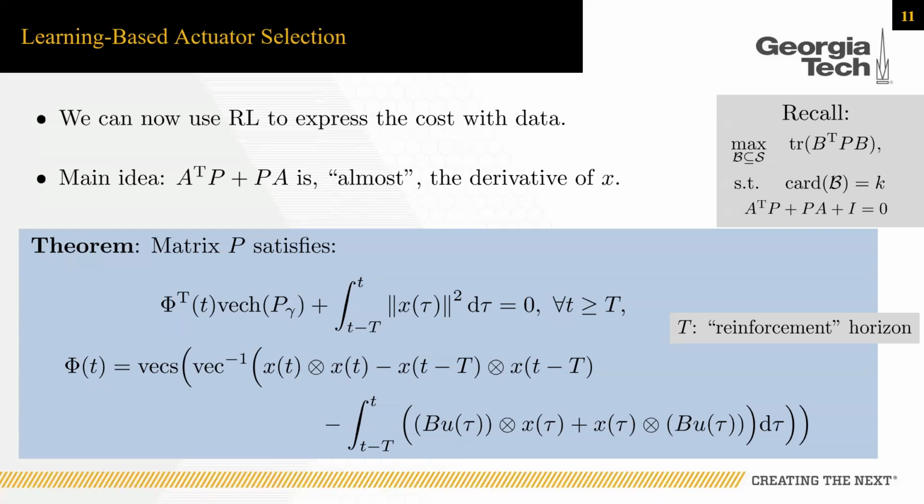So now let's get into the learning part. The P over there you can think of as the solution to the Lyapunov equation, okay? And remember that A transpose P plus PA is almost the derivative of V. So what I can do is pick this part, which is a Kronecker product of X(t) and X(t), I can vectorize it, and I can use this as a basis function, okay?